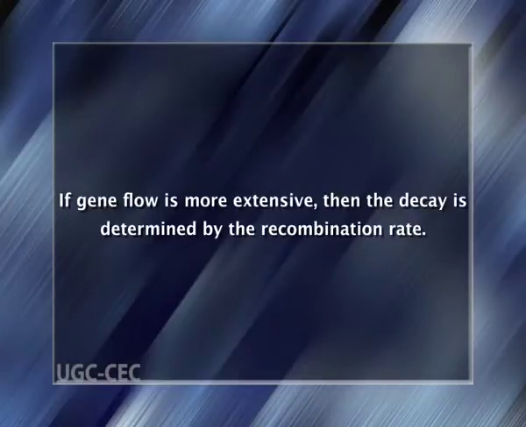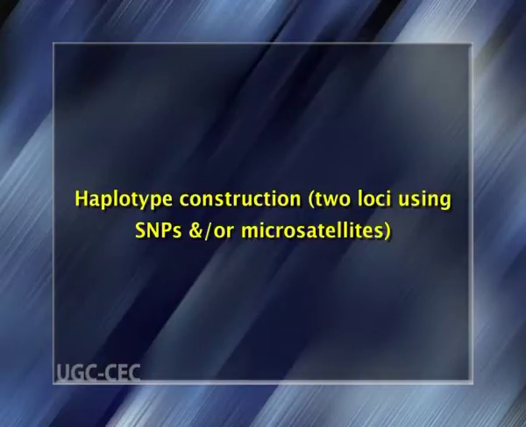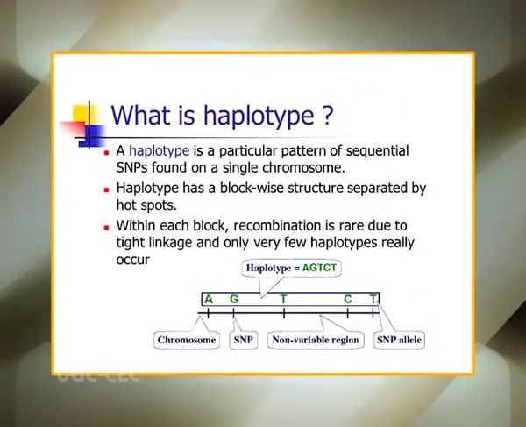If gene flow is more extensive, then the decay is determined by the recombination rate. Now let us try to learn about haplotype construction, 2 loci using SNPs and/or microsatellites. A haplotype, haploid genotype, is a group of genes in an organism that are inherited together from a single parent. A haplogroup is a group of similar haplotypes that share a common ancestor with a single nucleotide polymorphism mutation.